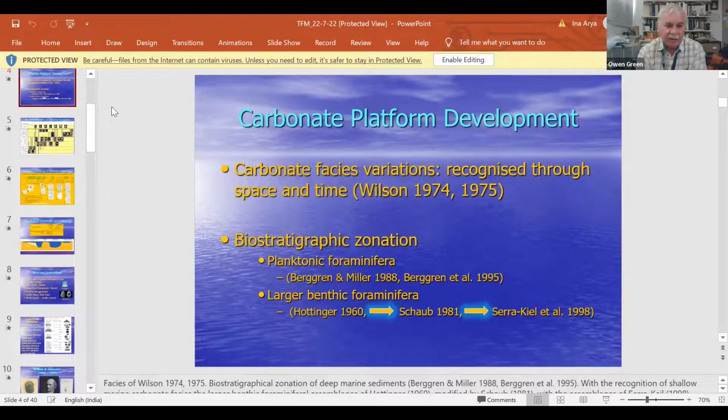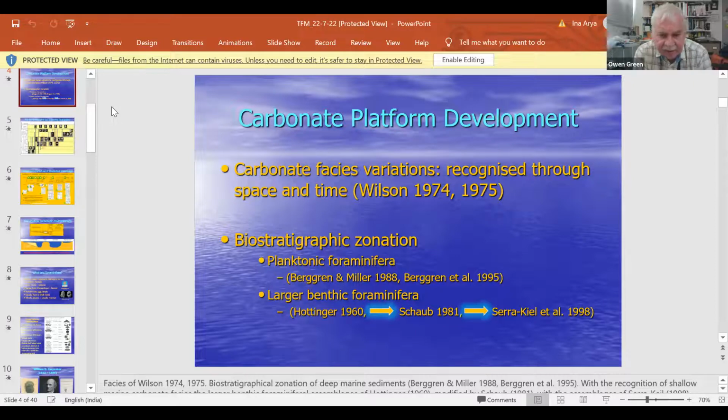So carbonate platform development. The facies variations can be recognized through both space and time, and this work is quite well known, superbly illustrated by Wilson in his 1974 book, Carbonate Facies Variation, and various papers as well. That work is absolutely seminal in understanding how facies variations can be applied to carbonate sequences and carbonate lithologies.